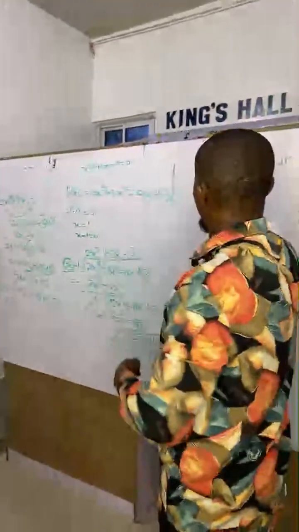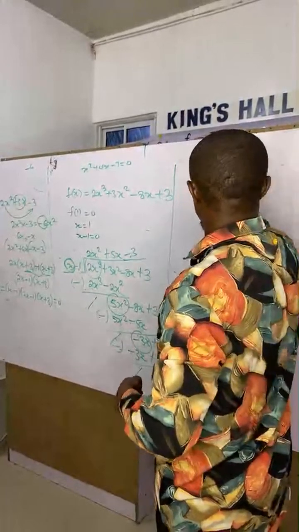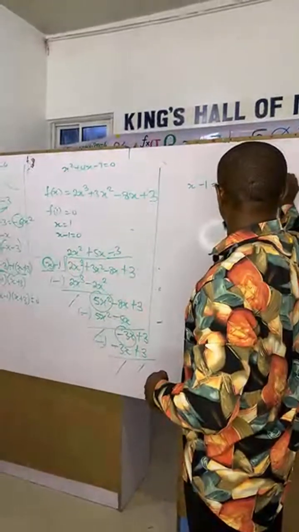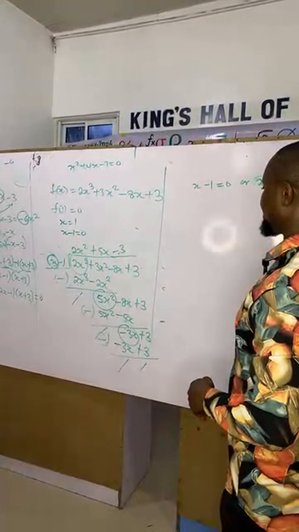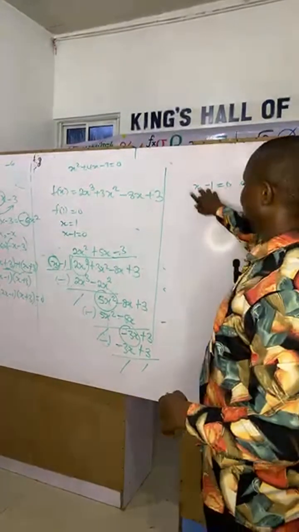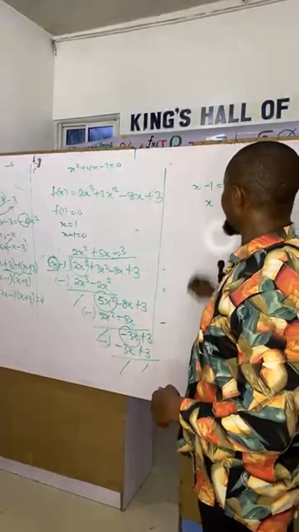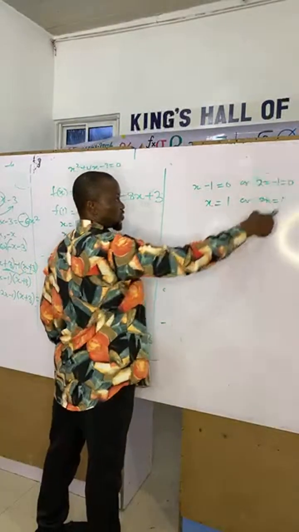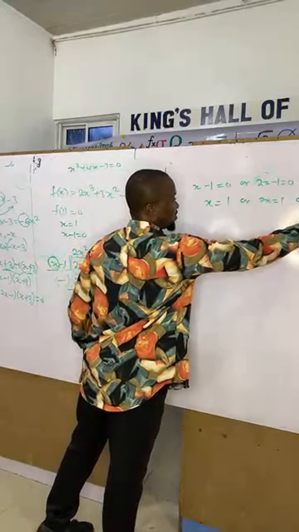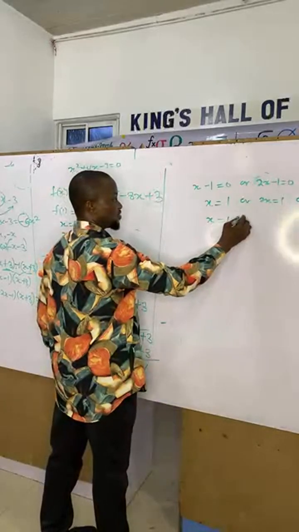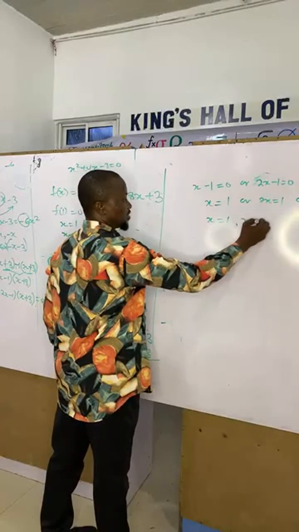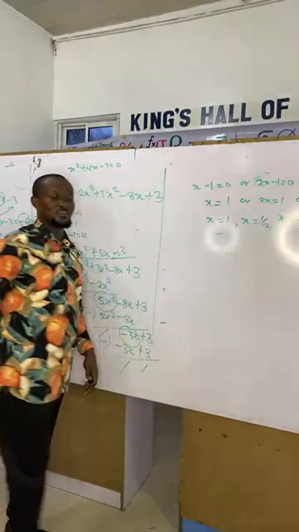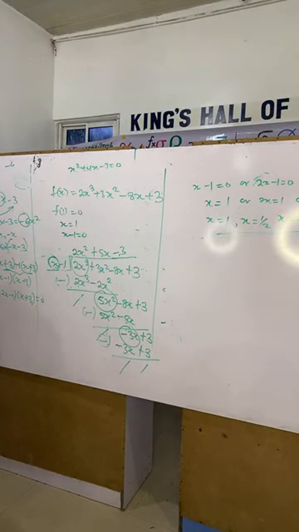So from that point, we have that x minus 1 equals 0, or 2x minus 1 equals 0, or x plus 3 equals 0. Crossing the minus over, what do you have? x will now be equal to 1, or 2x equals 1, so x equals 1 over 2, or x equals minus 3. So those are the 3 factors of the polynomial.